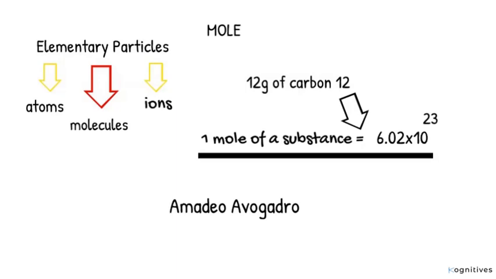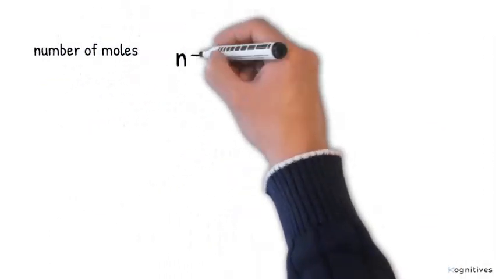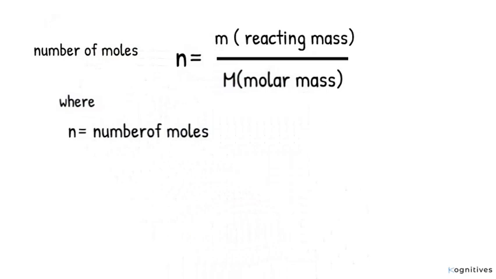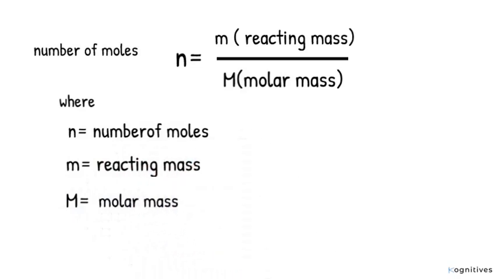So do not think of the mole as something complex. Think of the mole as a number. Mole equals 6.02 times 10 raised to the power 23, just as a dozen is equal to 12. To get the number of moles in a quantity of a substance, we simply divide the mass of the substance by its molar mass. That is, number of moles N is equal to reacting mass over molar mass, or N equals small m over big M, where N equals number of moles, small m equals reacting mass, and big M equals molar mass.